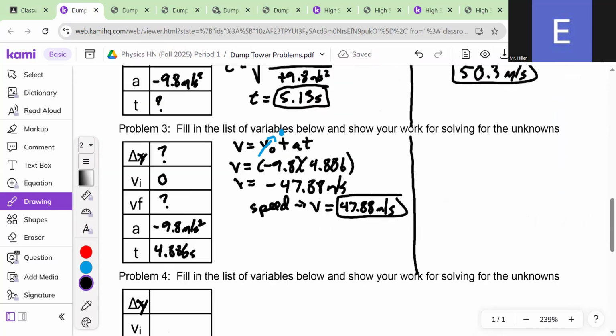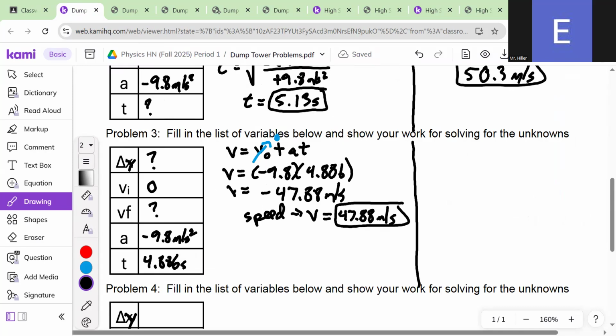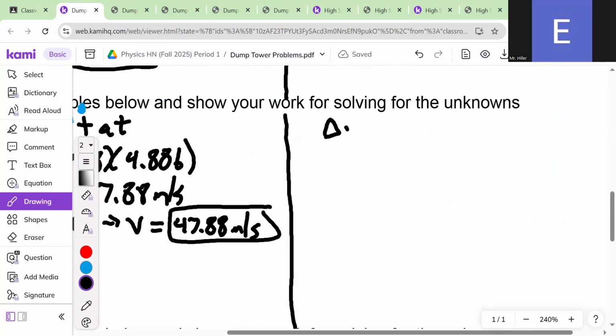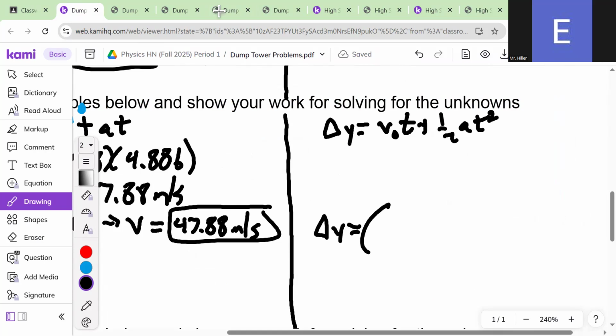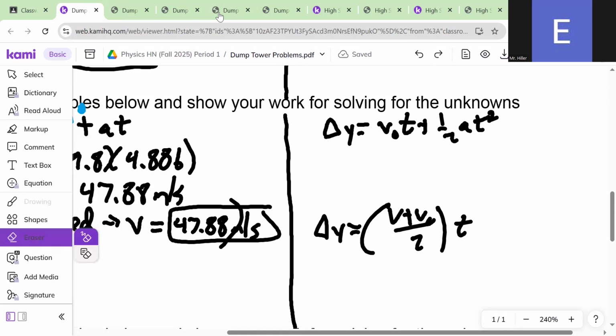Okay, now the second half of the problem, we're looking for displacement. There's a bunch of ways we could do that. We could either use delta y equals v naught t plus 1/2 a t squared, or you could end up using delta y equals (v plus v naught) over 2 times t, because now you've got final velocity right here. So go ahead and work whatever one you want.